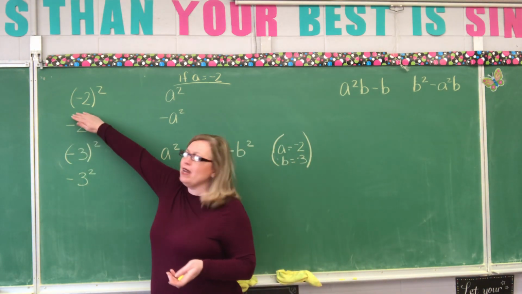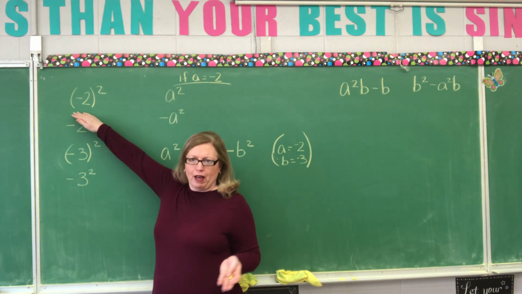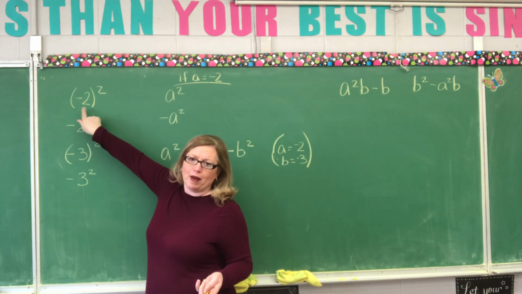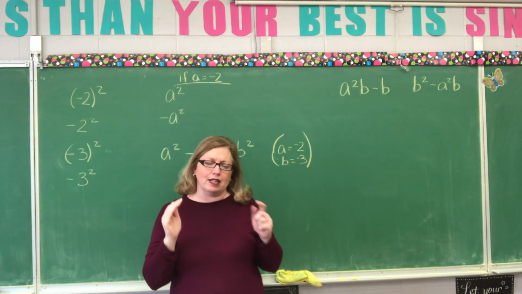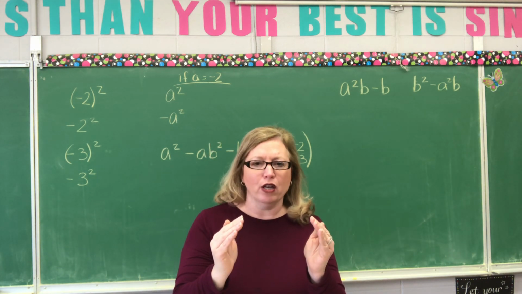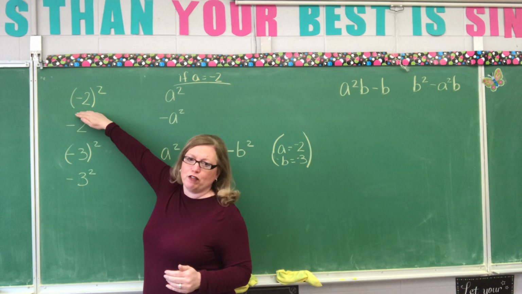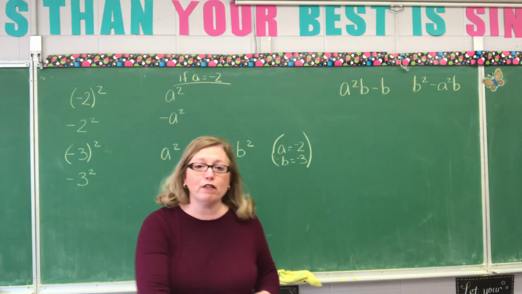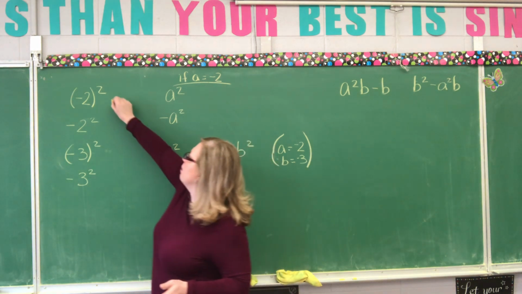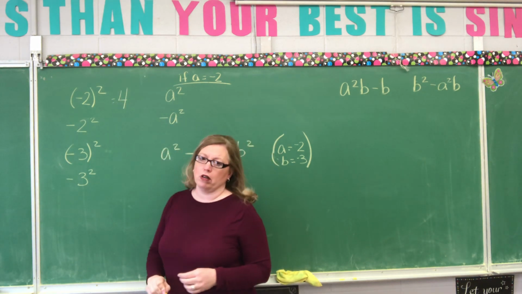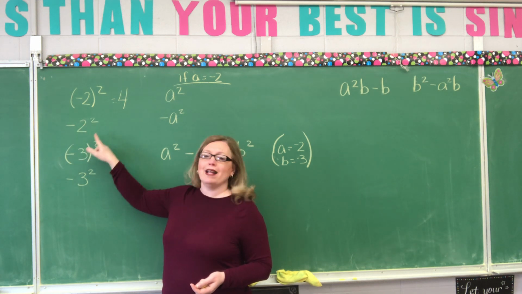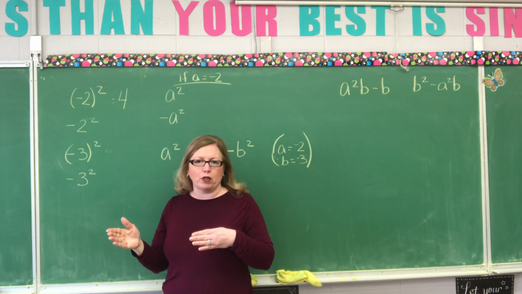Let's look at this. We have a base of -2. Notice that this -2 is inside parentheses. Inside parentheses causes that negative to stay with our number, okay? So when we read this, we say -2 squared. Well, -2 squared is -2 times -2, so it is a +4, okay?